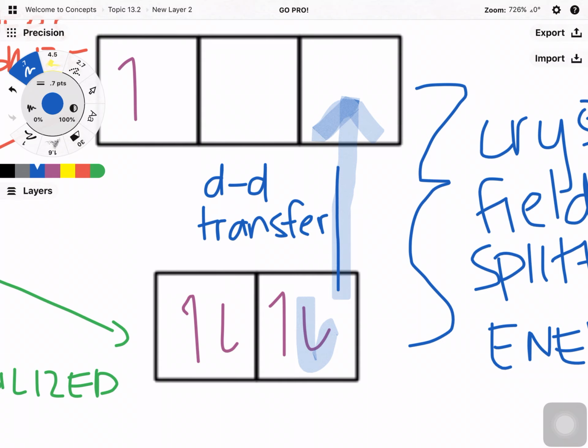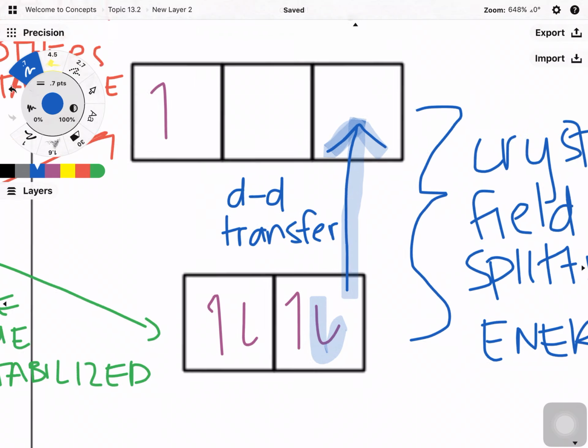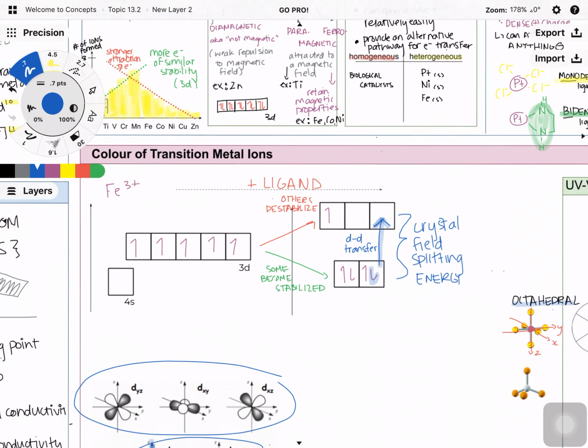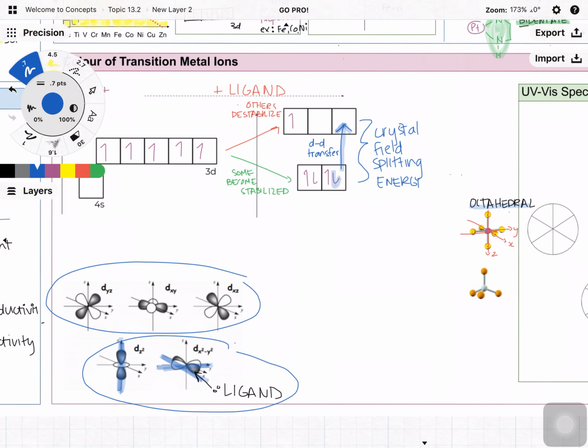This electron is going from a lower energy d sublevel to a higher energy d sublevel. Sorry, brain fart. Okay? So that's why we get these splittings. And the pattern actually depends on our geometry.